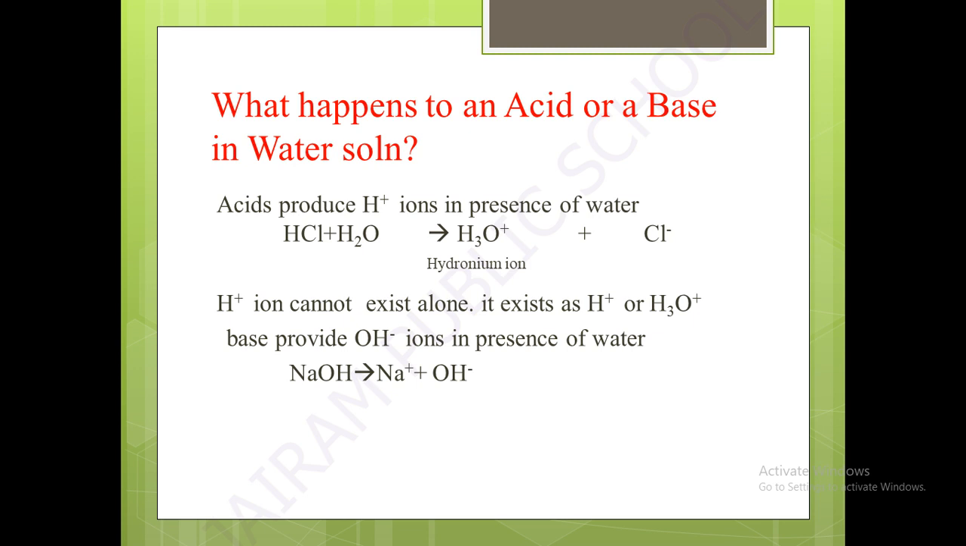For example, we can take sodium hydroxide. This sodium hydroxide dissociates in water into Na plus and OH minus ions. So OH minus ions is a base. We can say all bases do not dissolve in water, and an alkali is usually a base that dissolves in water. Common alkalis are sodium hydroxide, potassium hydroxide, calcium hydroxide, as well as ammonium hydroxide. So we can say it this way also: all alkalis are bases, but all bases are not alkalis.